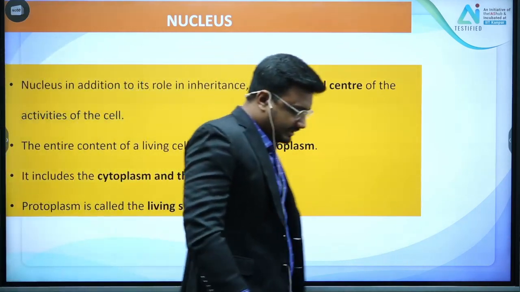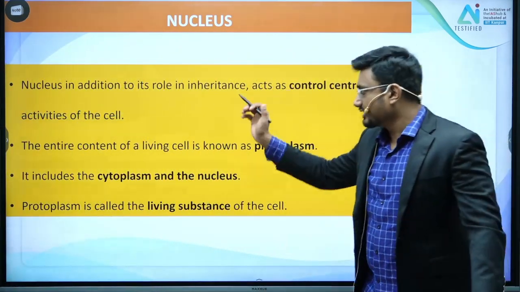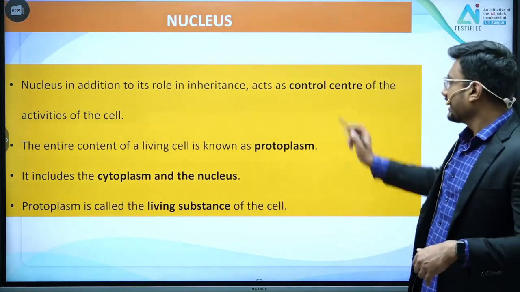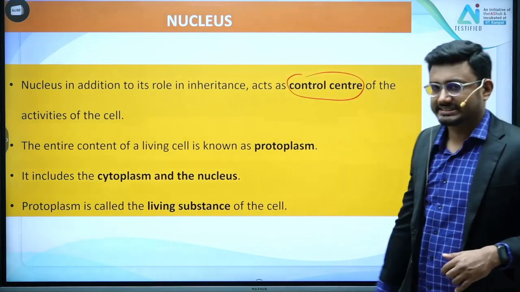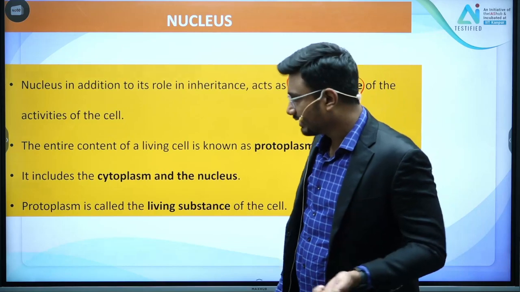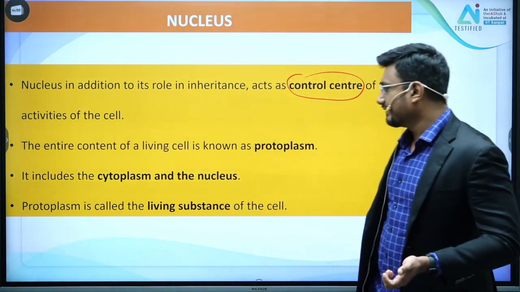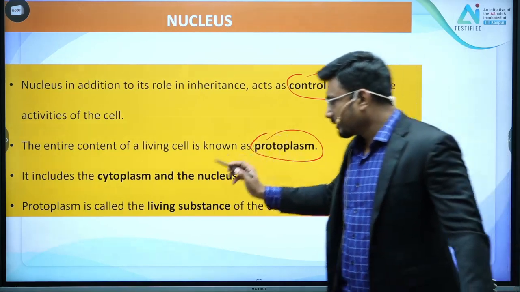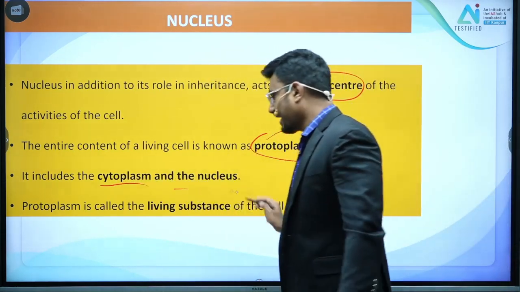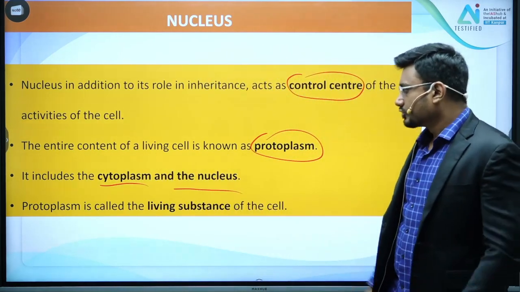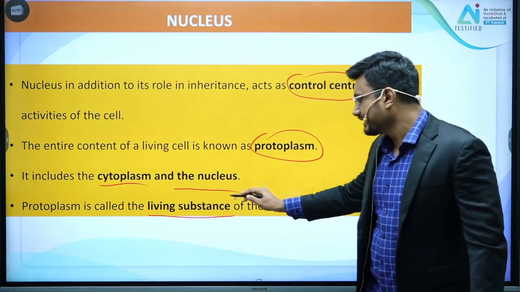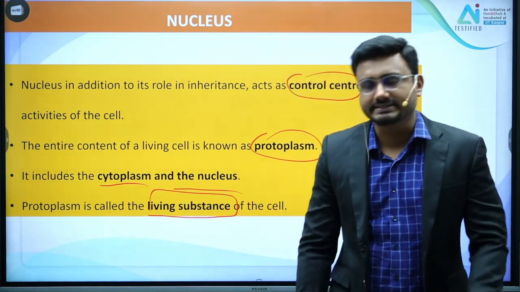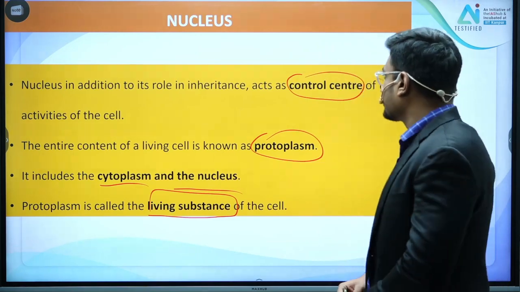So the nucleus, in addition to its role in inheritance, acts as the control center of the activities of the cell. The entire content of a living cell is known as the protoplasm. The protoplasm includes the cytoplasm as well as the nucleus. Protoplasm is known as the living substance of the cell. Now let's move on to the next slide.